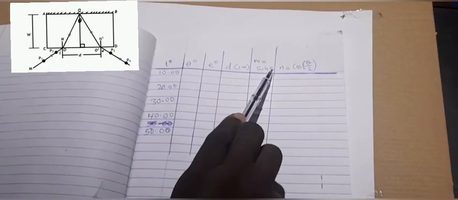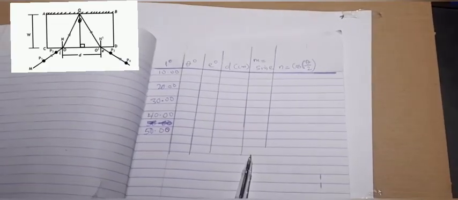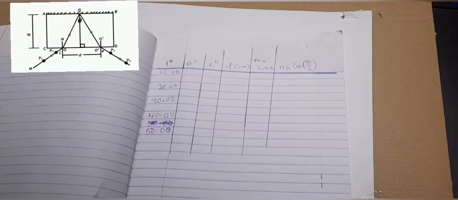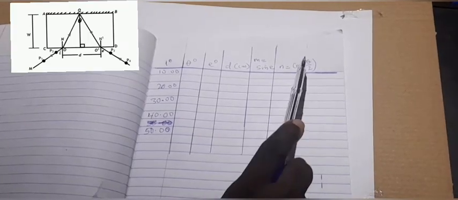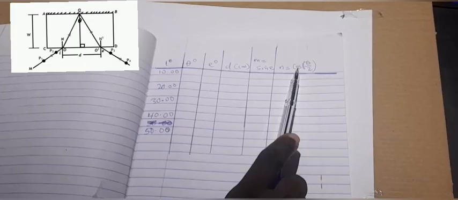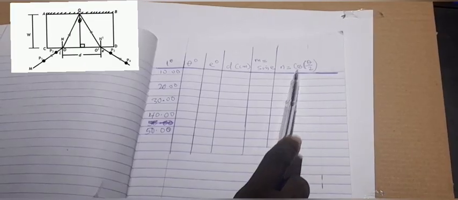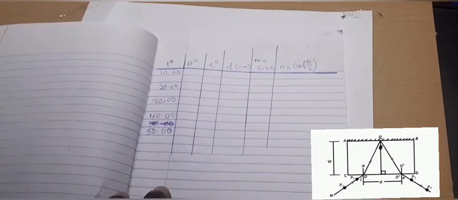Then this will be an evaluated value, M is equal to sine E. It will be an evaluated value, so this should be recorded to at least 3 significant figures. Also this is an evaluated value, so we're going to record this to at least 3 significant figures. So let's go on with the procedure.